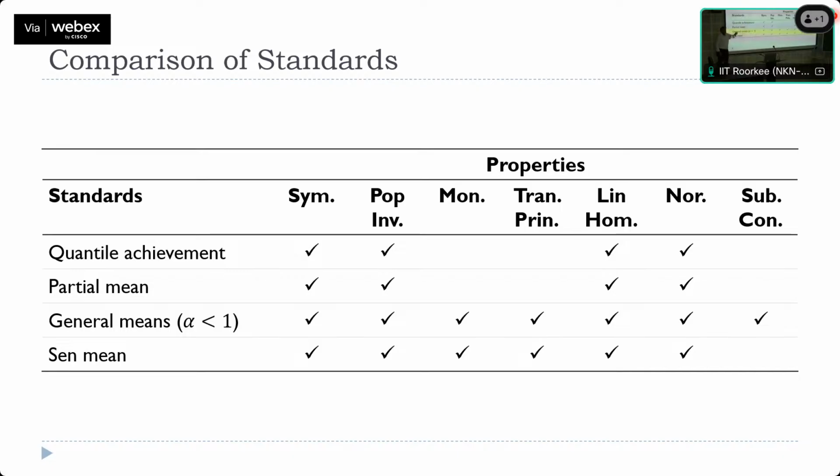So if somebody comes and tells you, oh, Palma has changed, Kuznets has changed, 90-10 has changed, you will ask, okay, what about the distribution? What about changes in other parts of the distribution? Have you captured them? If they say, no, we do not know, what's the use? So you have to be careful. Sometimes we blindly use different measures, but you ought to know what you are missing out. That's why it is very important to understand these tools.